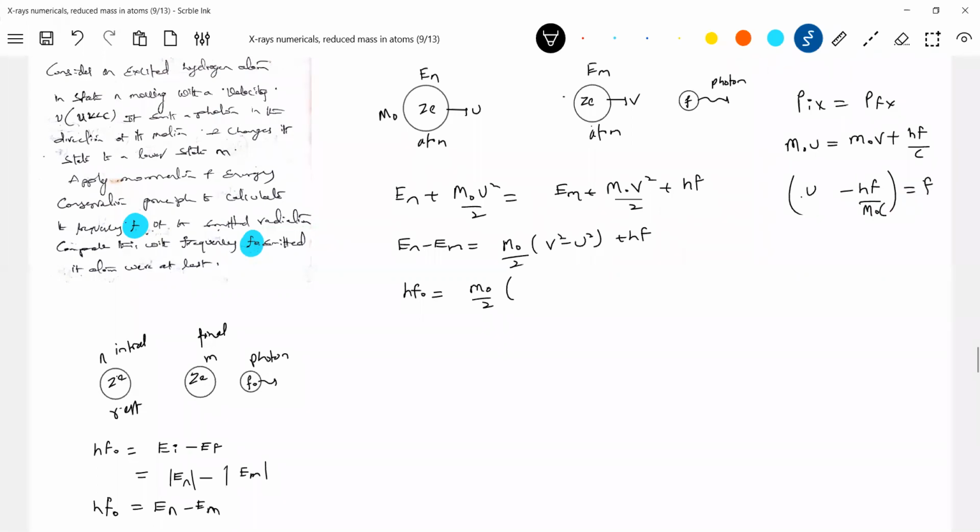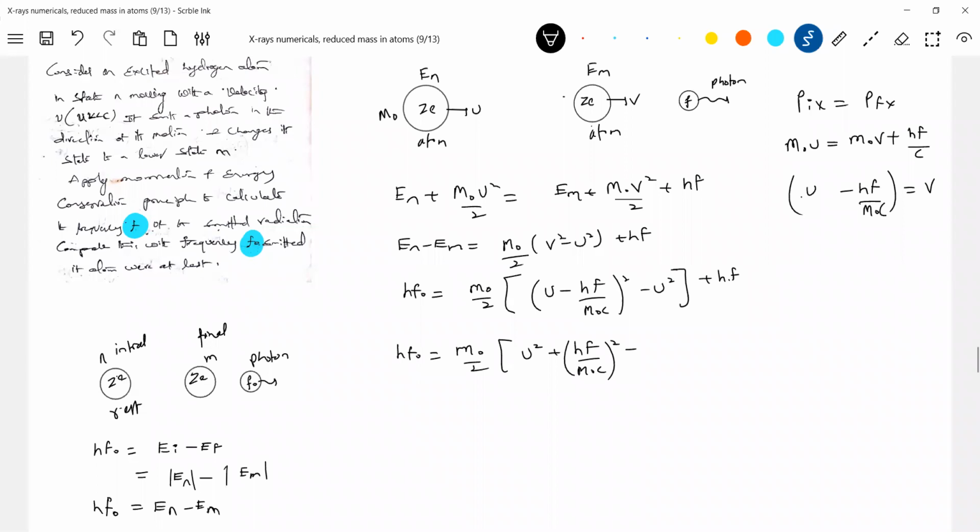Okay, try to look at this. Only f, no? I wanted to eliminate v, so v is u minus hf by m naught c. I'll substitute that here: u minus hf by m naught c, whole square, plus hf. So hf naught equals m naught by 2 times (u square plus (hf by m naught c) whole square minus 2 u hf by m naught c minus u square) plus hf.